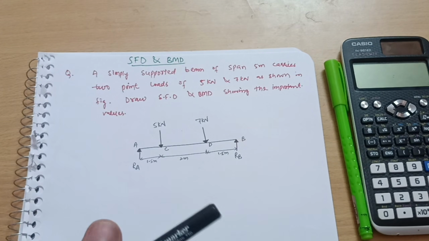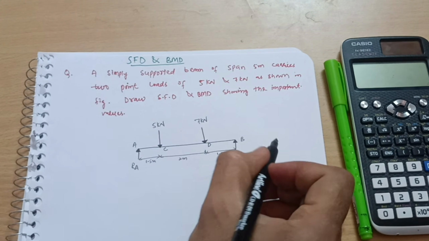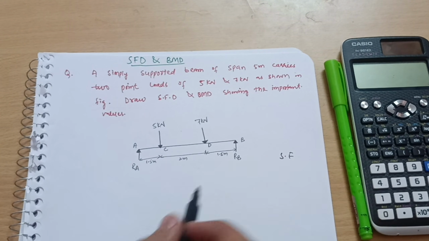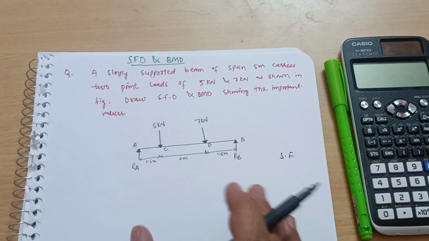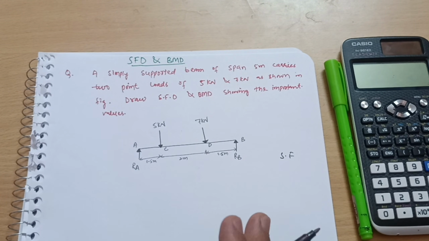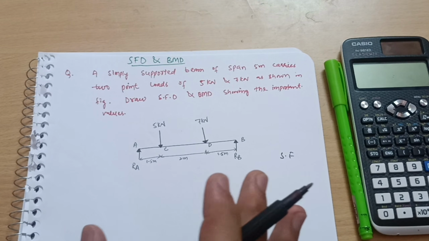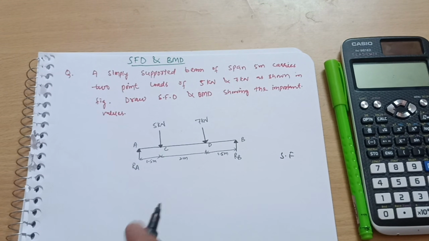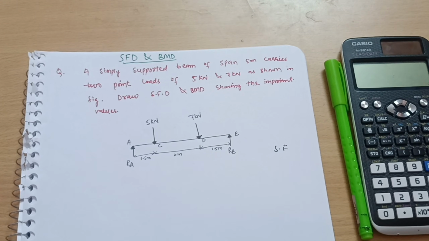Shear force is denoted by SF. The graphical representation of the variation of shear force is called the shear force diagram. You don't need to worry about the definition part. Later on, when I solve this particular problem, you will easily understand what the shear force diagram means. And also the definition of bending moment.